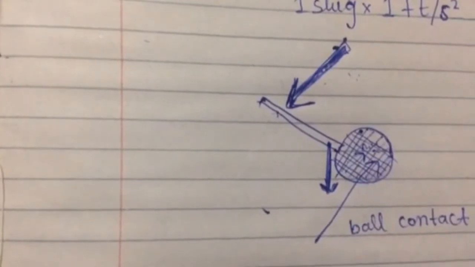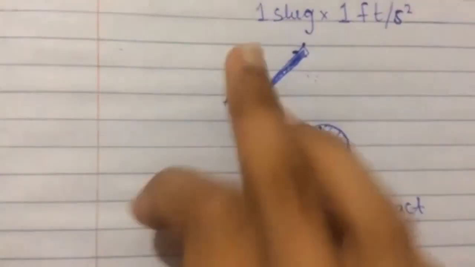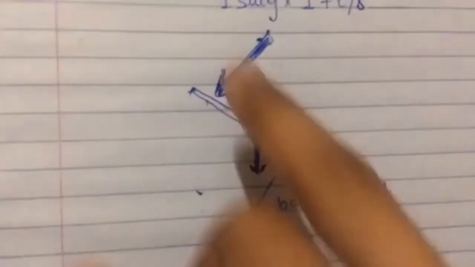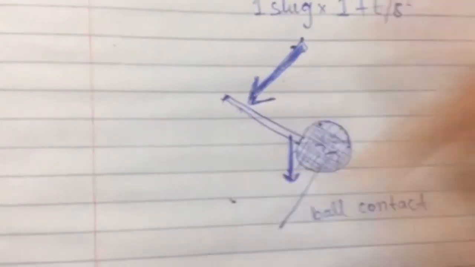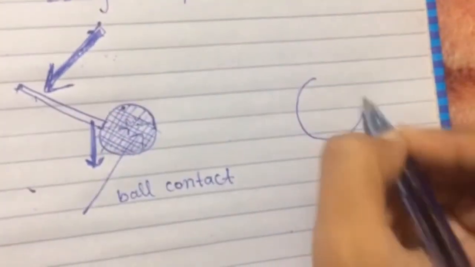From above, the force is applied by the player, and from below is the ball contact, as we have discussed in the physics before, so we will not take too much time on that. The other example is the ball.